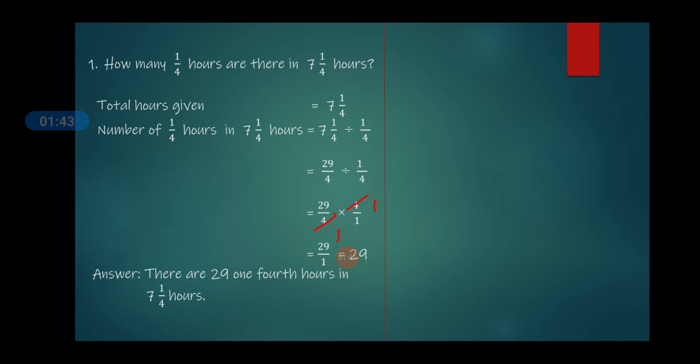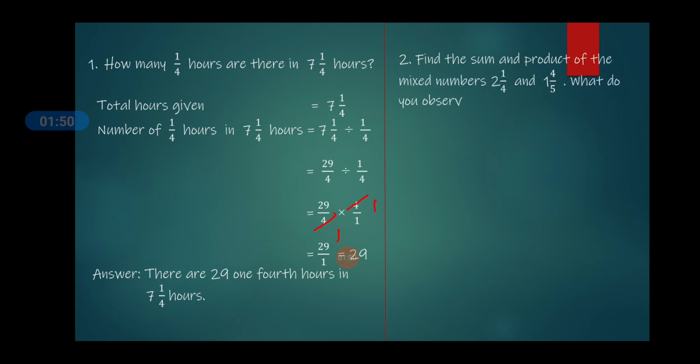In question number 2, find the sum and product of the mixed numbers 2 1 upon 4 and 1 4 upon 5. What do you observe? To find the sum, we need to add both the given mixed numbers. So the first step is to convert the mixed numbers into improper fractions. Here we get 9 upon 4 plus 9 upon 5. So the LCM of 4 and 5 is 20.